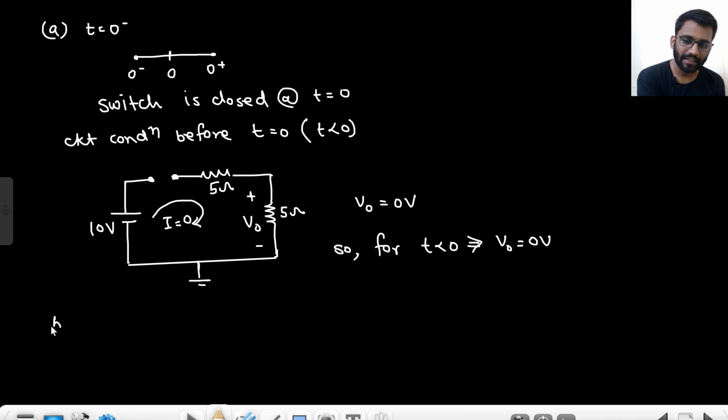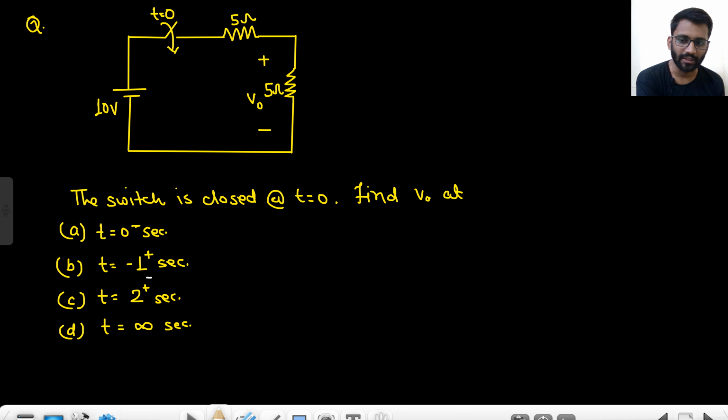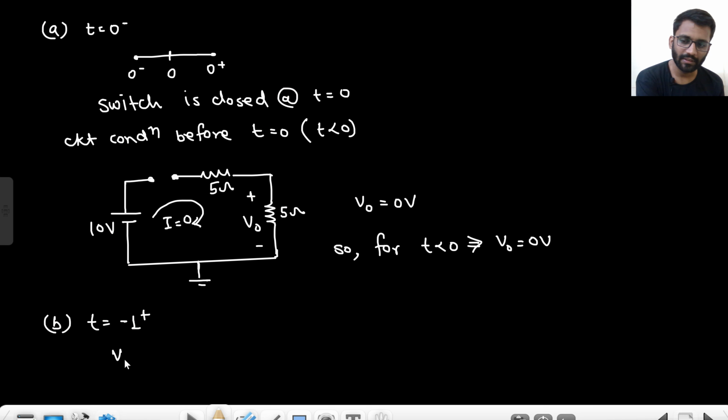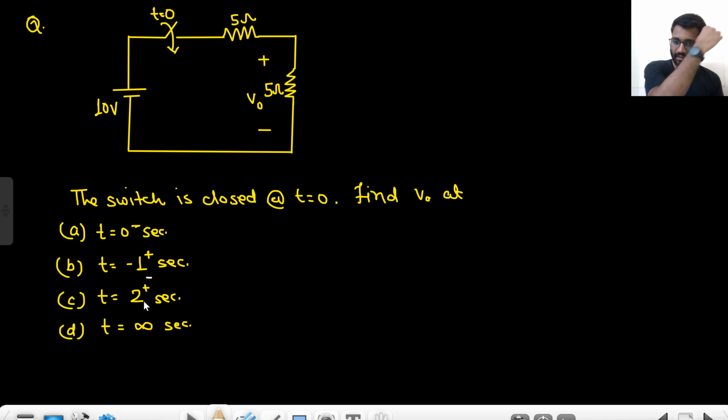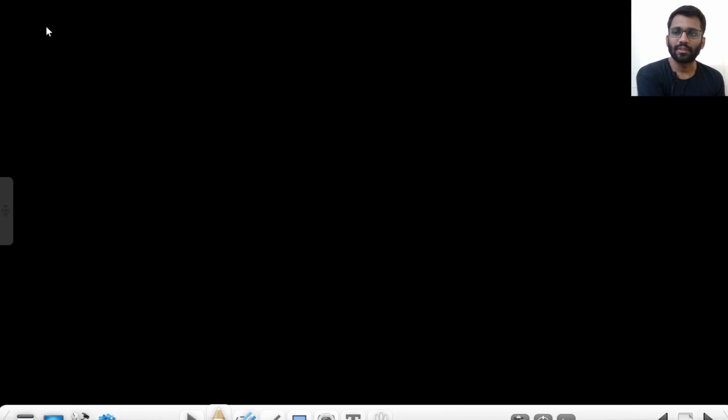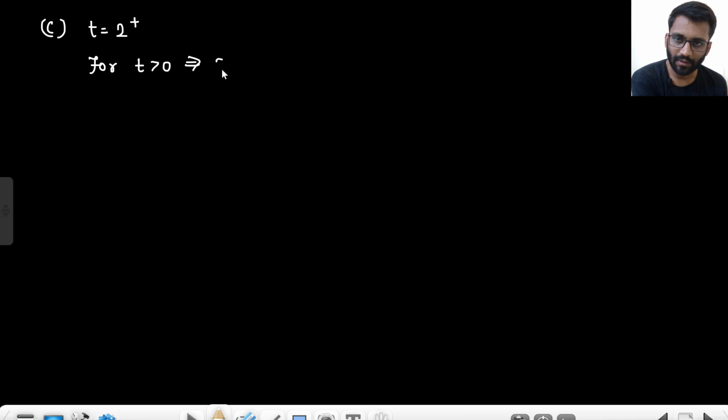So for the second answer as well, for t equals minus 1 plus that I asked, your V0 is 0 volt only, right? And third, what is third? Third is asking t equals 2 plus. So what is happening? For t greater than 0, the switch is closed, right? For t greater than 0, the switch is closed. So how will the circuit look?